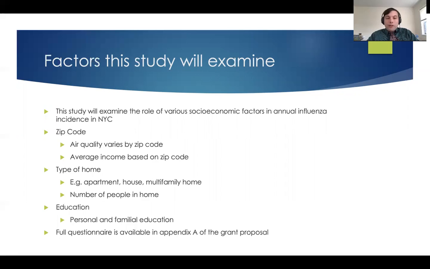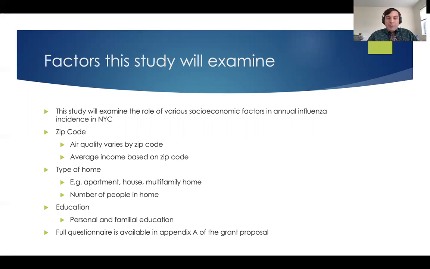Now, a full questionnaire will be available in Appendix A of the grant proposal, as well as the final slide of this PowerPoint. In terms of zip code, the average income is important because this is a major determining factor of people's ability to access care, as well as their ability to access education. And in terms of air quality, this is a way to ward off any potential for confounding, because neighborhoods with lower air quality tend to, on average, have less income, at least in New York City.